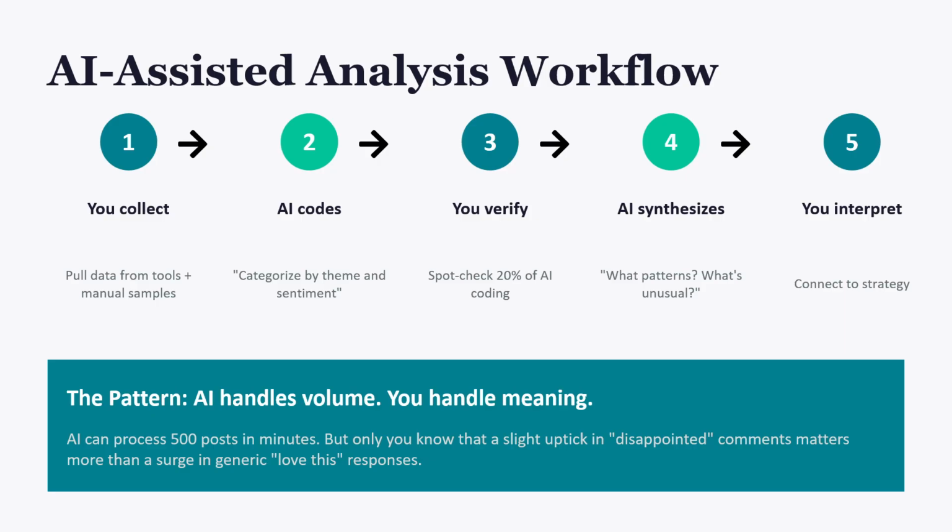Then, after AI has coded, ask it, based on this coded data, what patterns do you see? What themes appear most frequently? What's unexpected or unusual? What questions would you want to investigate further? I'm going to give you some sample prompts in just a second, but that's the kind of question you want to ask AI. This is where AI does the work.